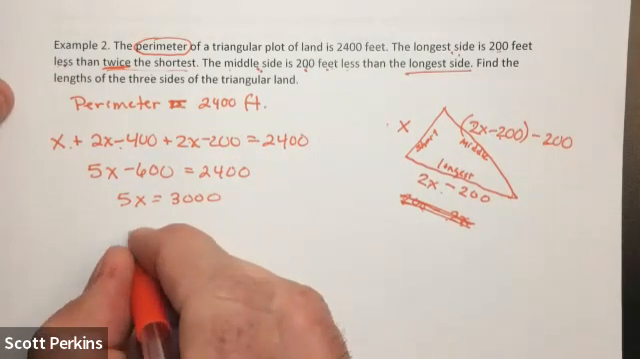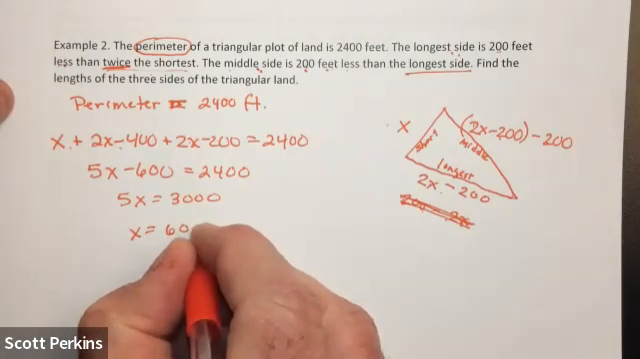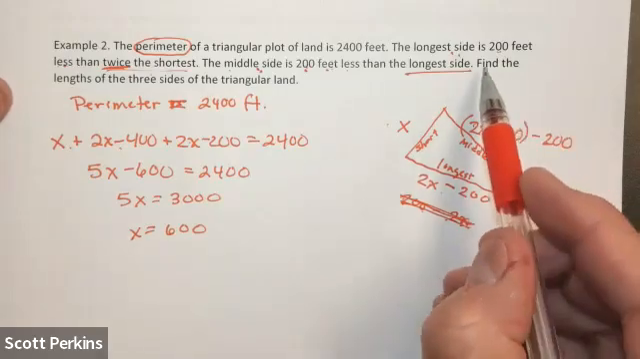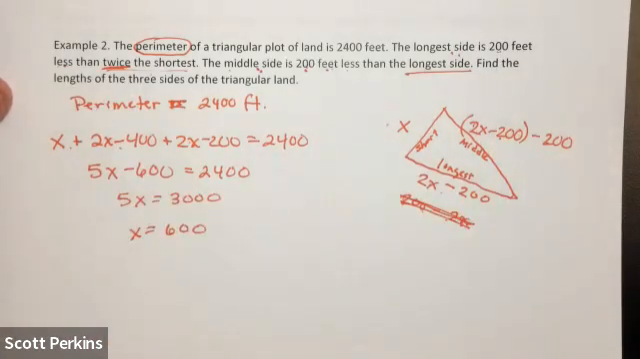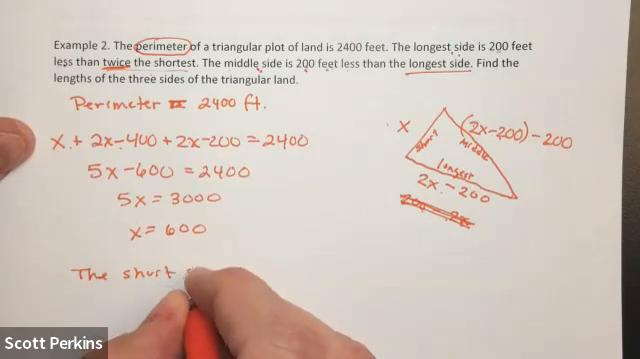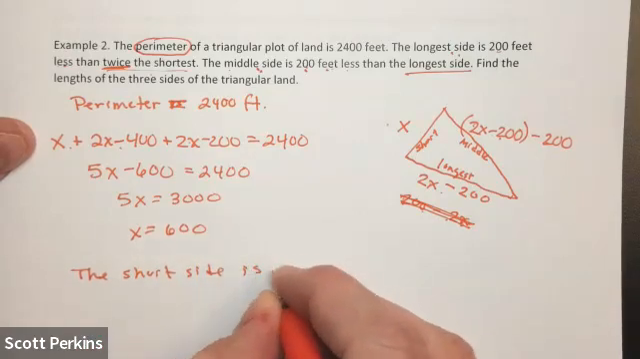When I divide both sides by 5, I get 600. X is equal to 600. So now I'm going to answer the question. The question that was proposed to me is to find the lengths of all three sides. Okay, so we've got one of them. The shortest side is 600 feet.